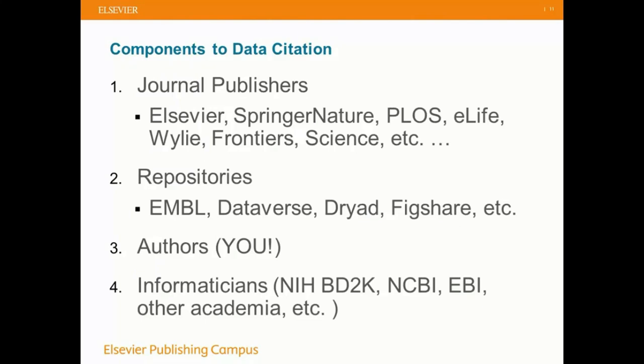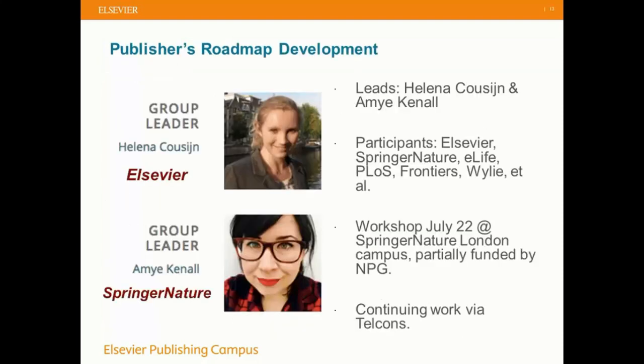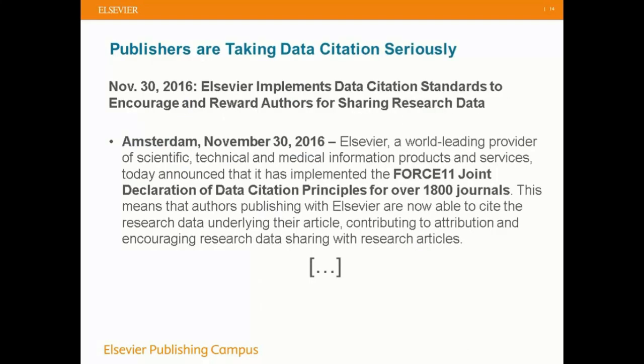So the components of all of this, to make it happen, are the publishers, the repositories, you, the authors, and the informaticians. And we're hoping to bring all of these together, and I think we're doing it. In this project, we had an international executive from many different institutions. And as I mentioned, we had a publishers expert group headed by data-related people or data management people from Elsevier and Springer Nature. They've done a tremendous job. So we have a publisher's roadmap that's really going to be published in the peer-reviewed literature early next year.